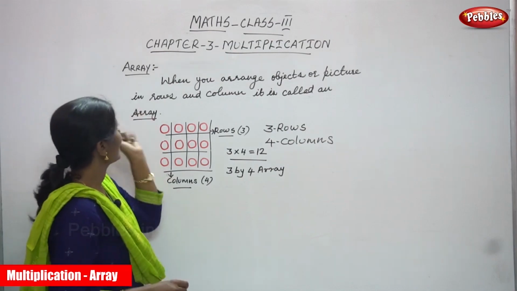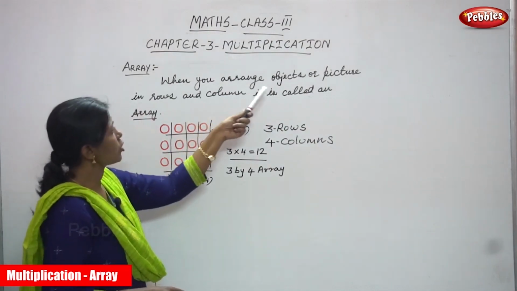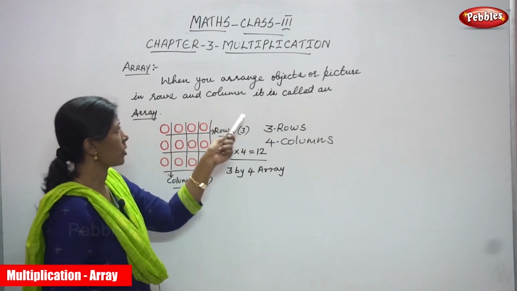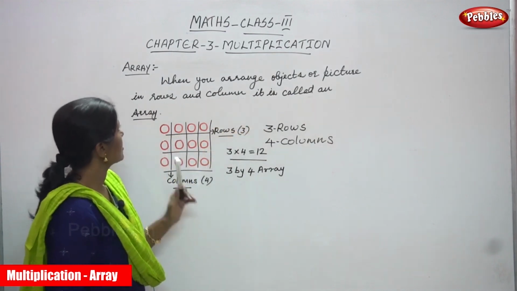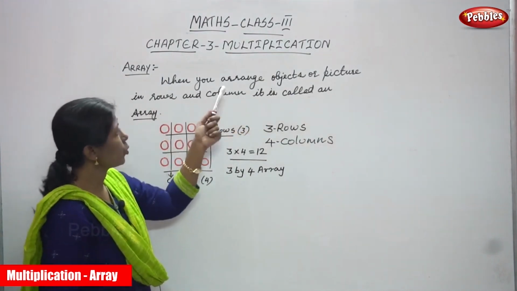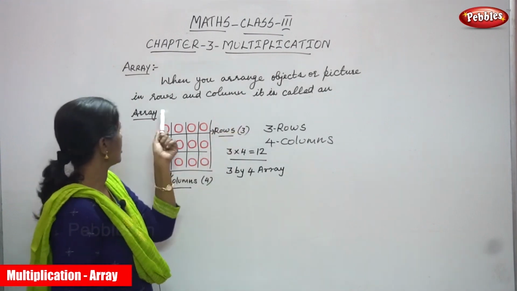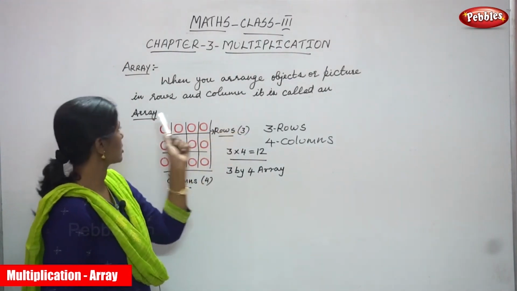Now we are going to see array. When you arrange objects or pictures in rows and columns, it is called an array. So I'll repeat, what is an array? When you arrange objects or pictures in rows and columns, it is called an array.